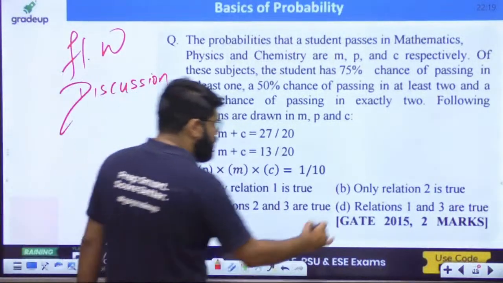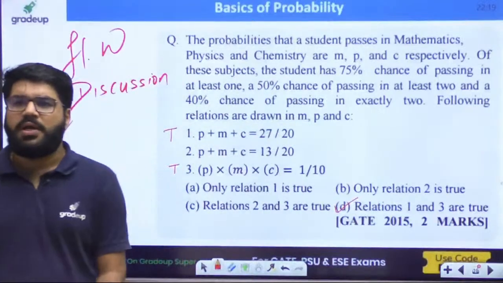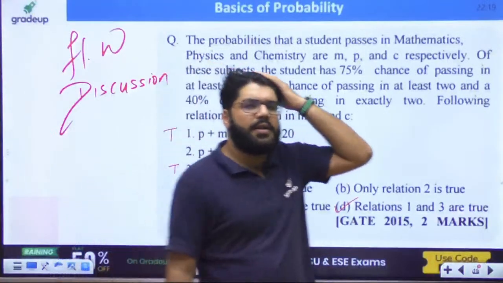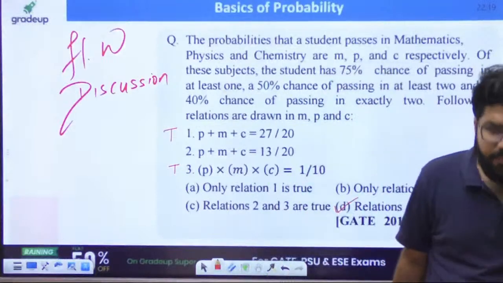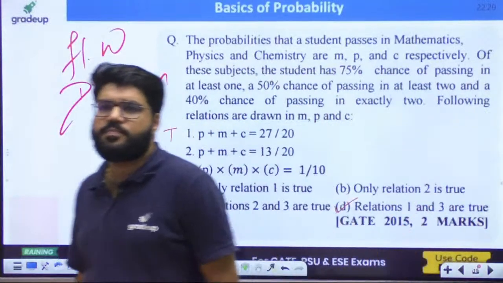So which of the probabilities are true? Relations number 1 and 3 are true. Everybody, relations 1 and 3 are true. Got it?